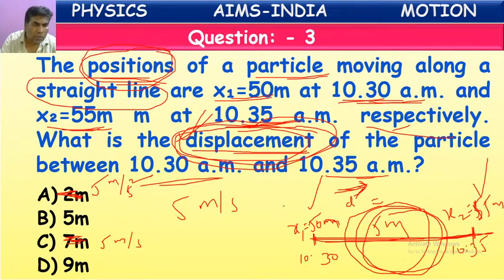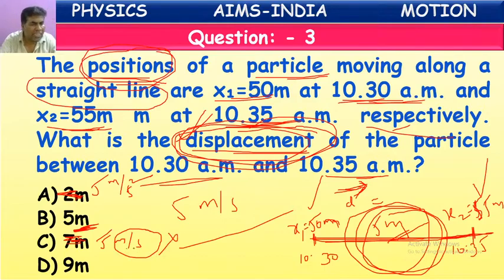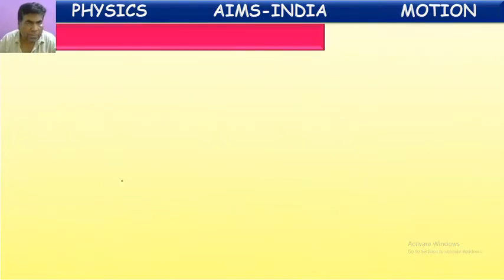What is the unit of displacement? Here 55 meter, 50 meter, the change is in meter. Displacement must be in meter, because meter per second means velocity. Here the value is 5, but the unit belongs to velocity, or to acceleration. So along with the number, we have to tell the correct unit also. So B is the correct option.